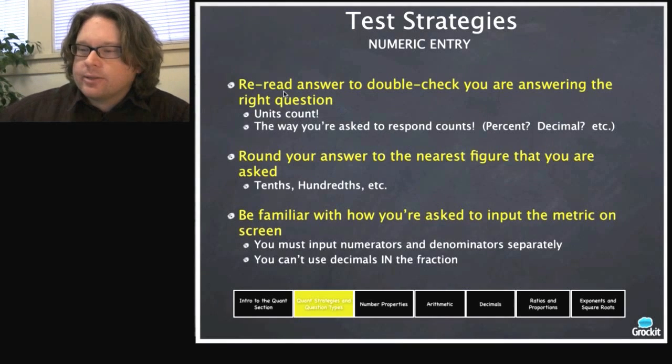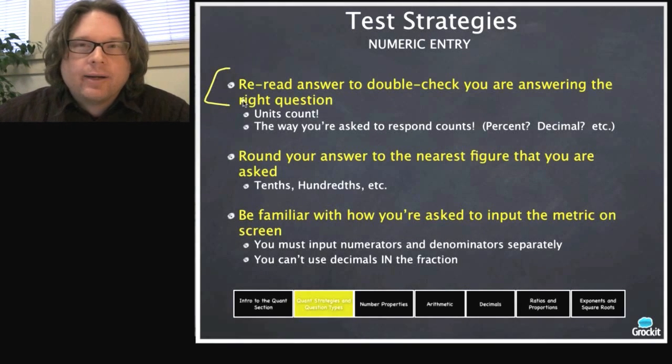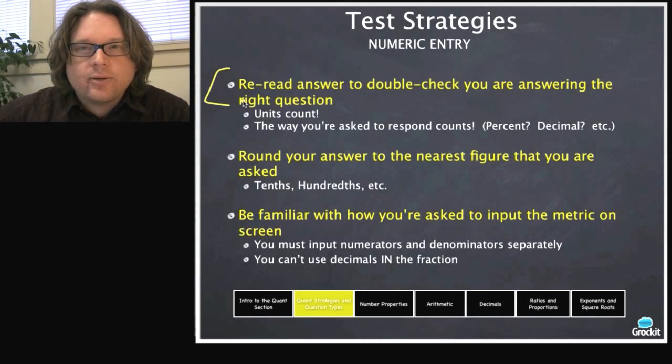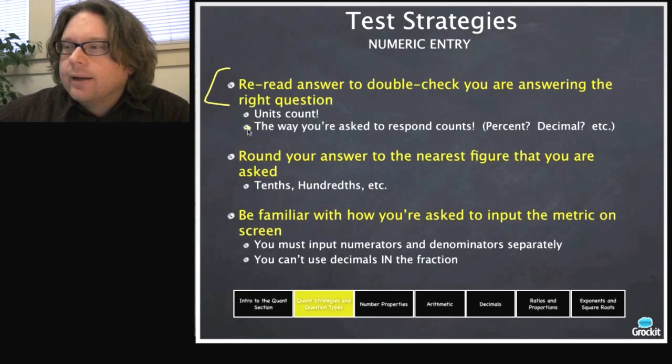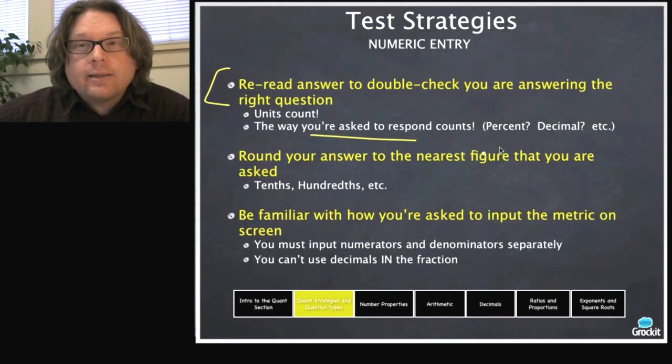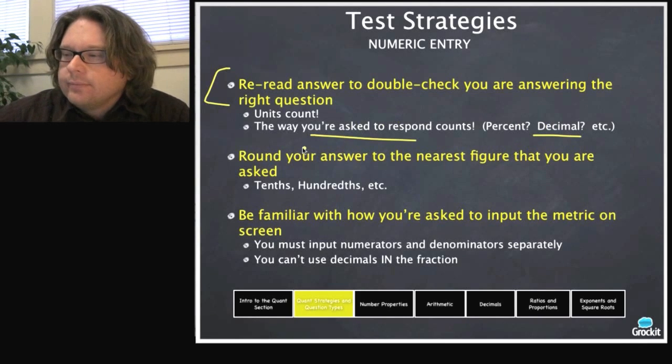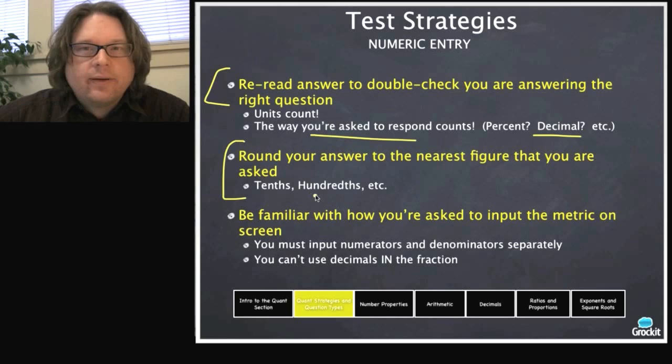So with numeric entry questions, make sure you're answering the right question, because unlike multiple choice answer choices, there's no kind of guidance there. With multiple choice, if your answer is way different from the answer choices, you did it wrong. Since you're just entering in a number, you don't have that guidance from the answers, so you need to be really sure you're answering what you were asked. And then the format that the answer's in matters, whether they ask you for a decimal, an integer, or a fraction. Definitely round your answer to the nearest figure that you're asked.